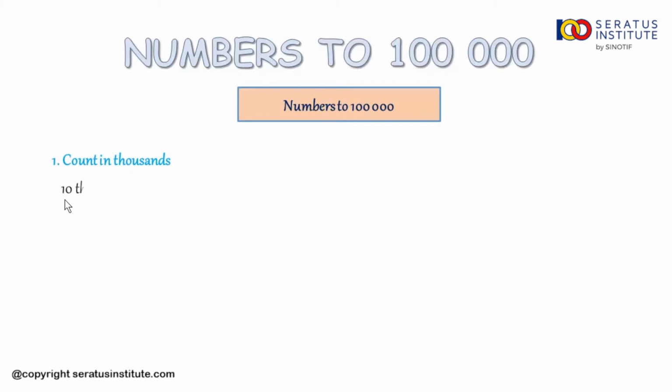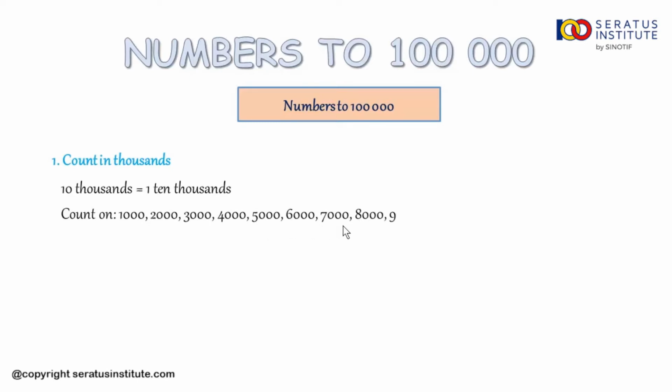For your information, 10 thousands is equal to 10,000. How do we count it? You can repeat after me, Sobat 100. 1,000, 2,000, 3,000, 4,000, 5,000, 6,000, 7,000, 8,000, 9,000, and 10,000.